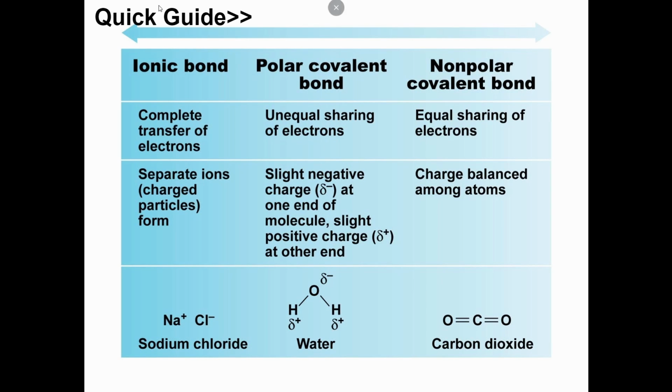Here's a quick guide for ionic and covalent bonding. Polar and nonpolar covalent bonding is separated. Remember, polar molecules do not share electrons equally. Nonpolar molecules do share electrons equally. And because polar covalent bonding produces a dipole, we will actually see something called a hydrogen bond that can occur between those types of molecules.